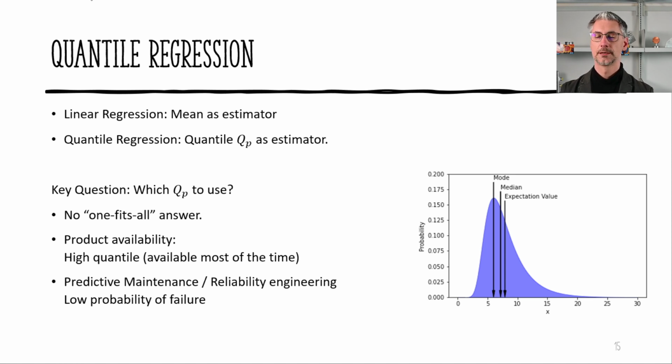Now the key question is, which quantile do we want to use? And again, there is no one-fits-all answer. For example, if you were to operate a supermarket, you would want to have a high product availability of all your products. So there you want to have a high quantile, so the products you sell are almost always available. However, if you are an engineer and focus on predictive maintenance or reliability engineering, you really want to have a low quantile because you want to estimate a low probability of failure. So you really need to understand your application domain to be able to make this judgment.